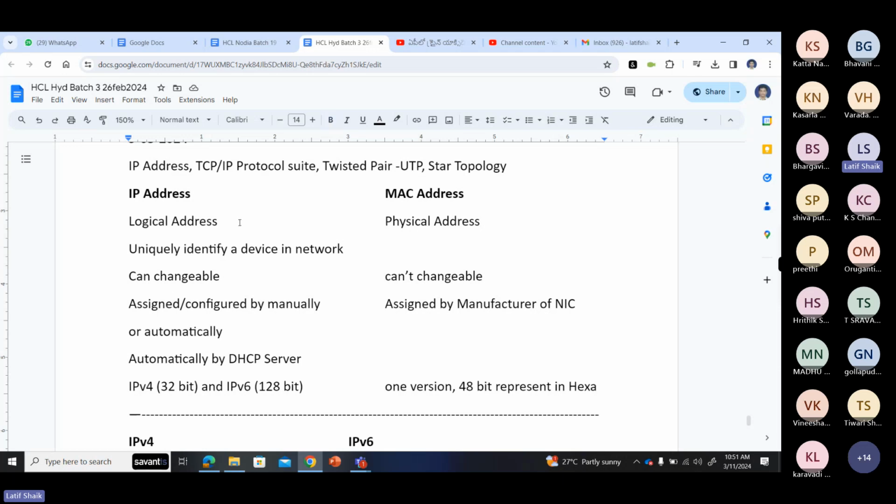Okay. An IP address is a logical address. What is an IP address? It uniquely identifies a device in the network. Every device needs an IP address to communicate in the network. IP addresses are changeable and can be assigned by the user manually, which is called a static IP, or dynamically through a DHCP server.